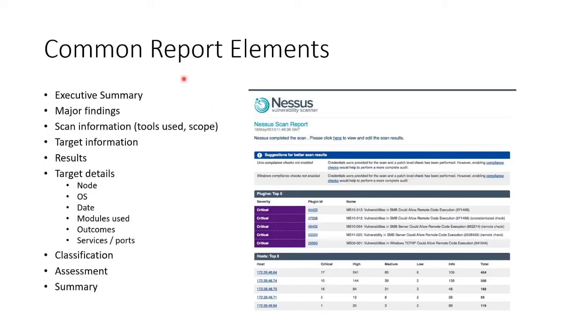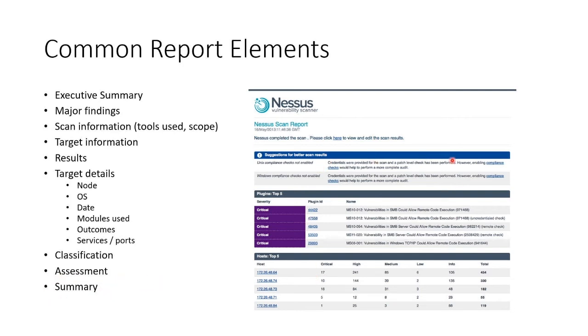And then when we have a report, we expect the report to have like an executive summary, major findings, the scan information like the tools we use, the scope, the targets and information about the targets, the results we found for every target, all the details that we found for every target, including details about the target itself, its operating system, the date, all the exploit modules or vulnerability modules we used, what were the outcomes, the services and ports, how do we classify this, how do we assess this, and finally sort of a conclusion summary.